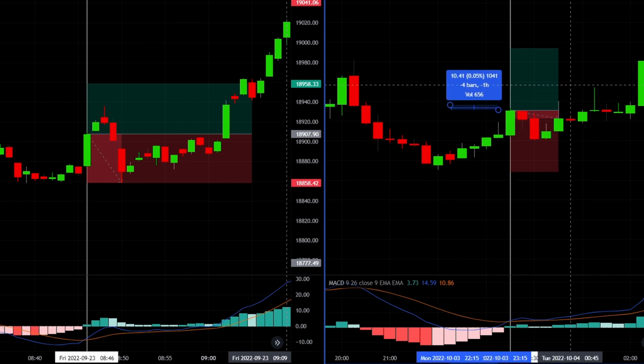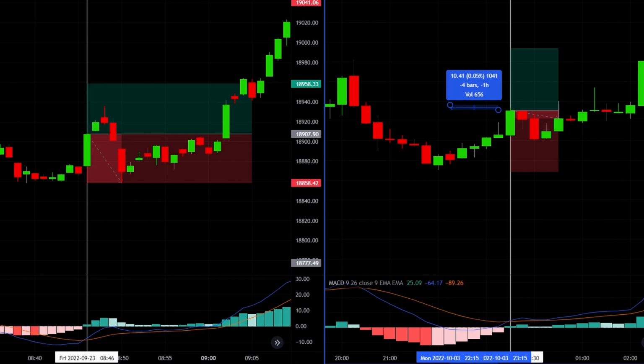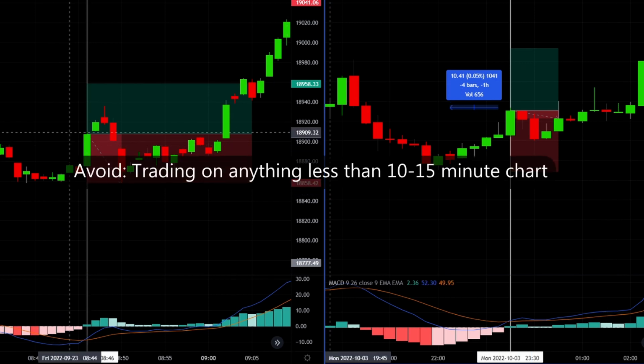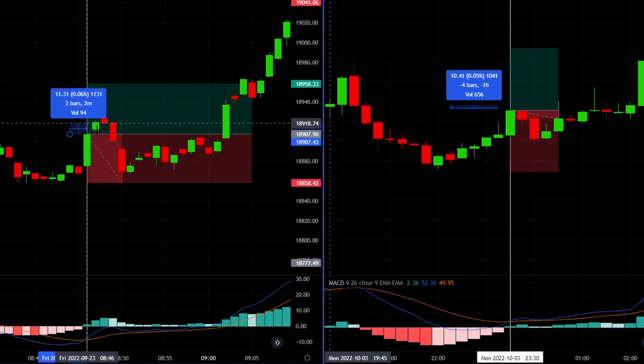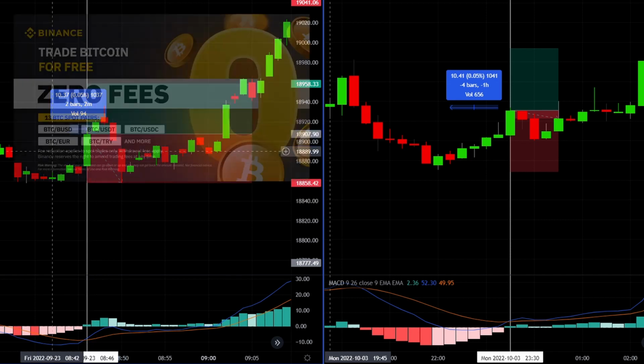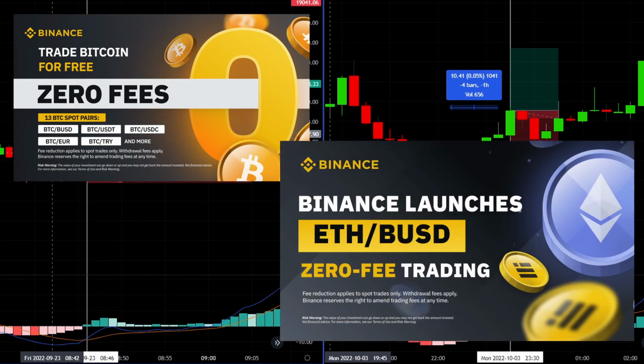In my opinion, based on my own experience, trading anything less than the 10 or 15-minute chart is very hard and you should avoid it. Except of course if you have 0% trading fees, which you can get with Binance if you trade only spot Bitcoin BUSD or ETH BUSD pairs.